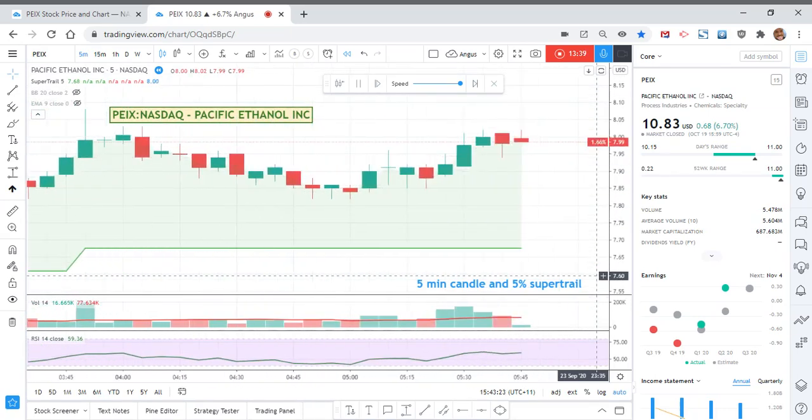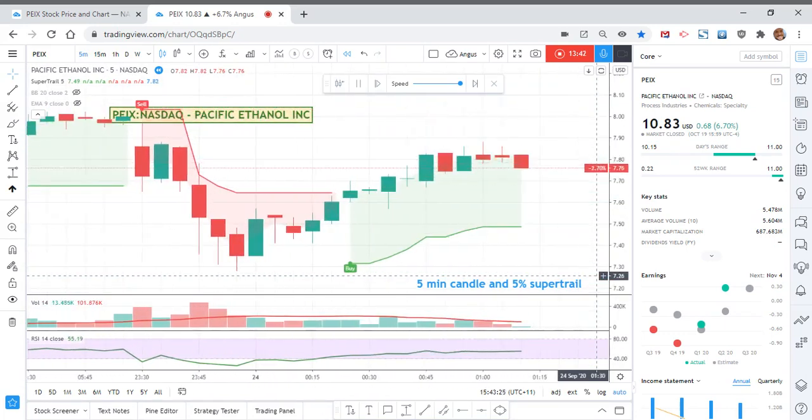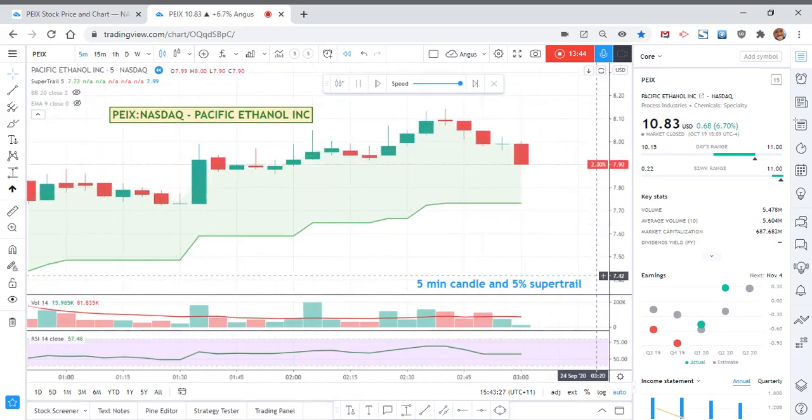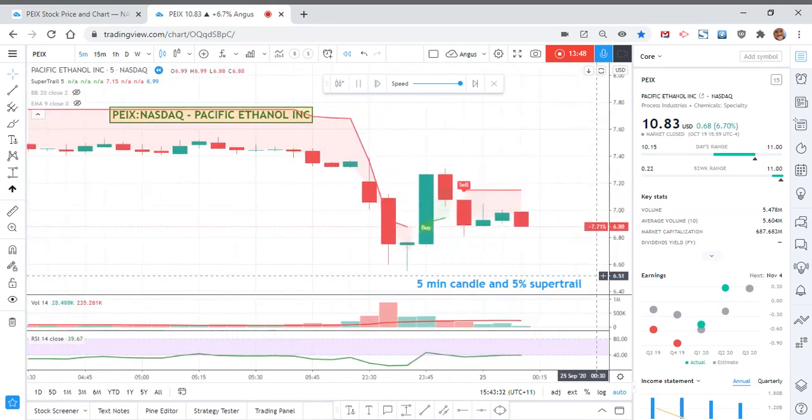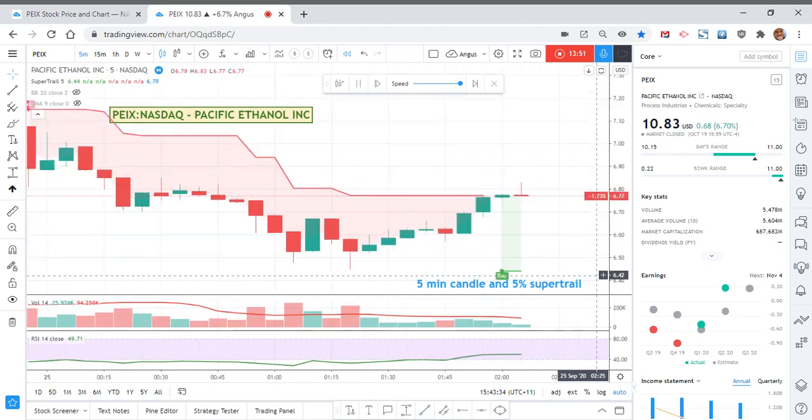Right, we're up around the $8 type mark. Bit of a pullback down to 6s.